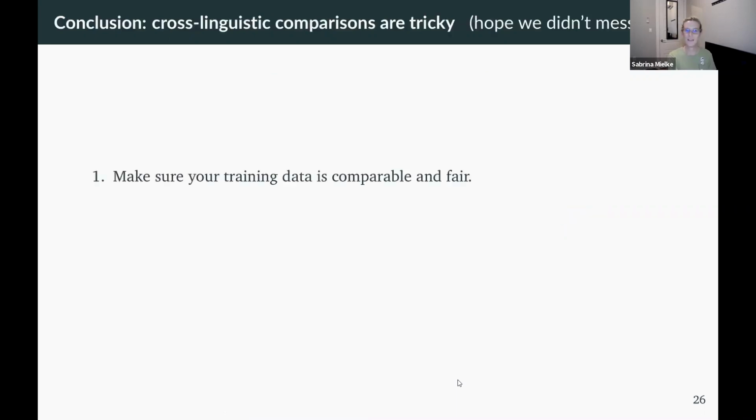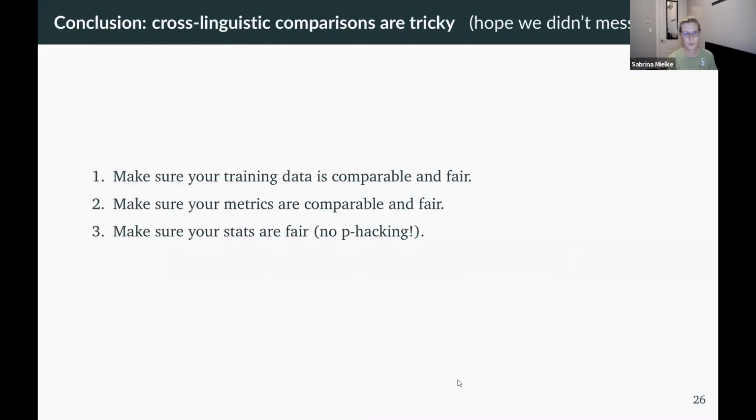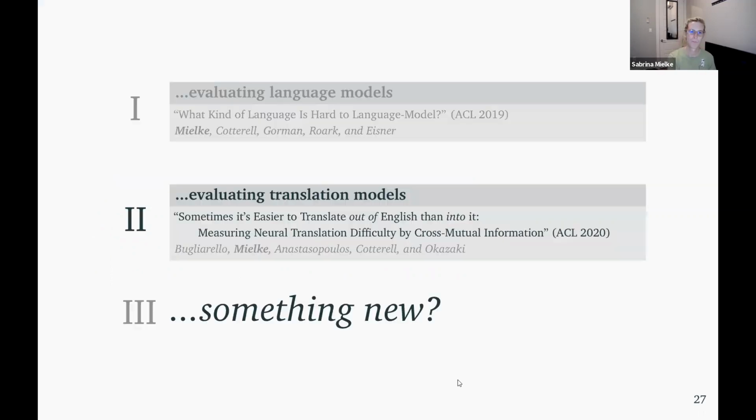So in conclusion, yeah, it's really tricky. Make sure your training data is comparable and fair. Make sure your metrics are comparable and fair. Only use open vocab models. The time of closed vocab is over. And make sure your stats are fair. No p-hacking, please. And then it would be nice if we had more languages, but everyone wants to have more data for more languages. So I think I'm preaching to the choir here.